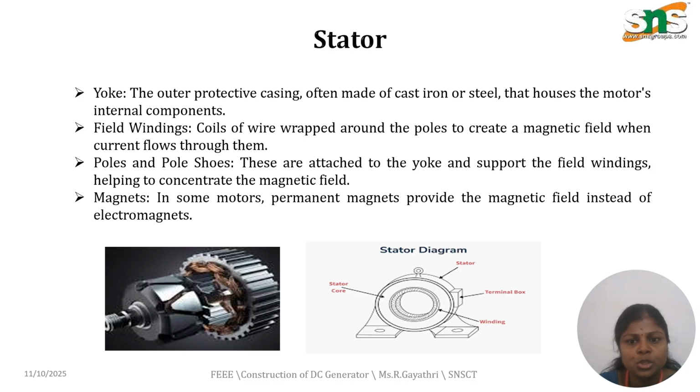The poles and pole shoes are attached to the yoke, providing support for the field winding and producing the magnetic field, and in turn they concentrate the magnetic field. As for magnets, in some motors a permanent magnet is placed in the stator, and it provides the magnetic field instead of an electromagnetic field.